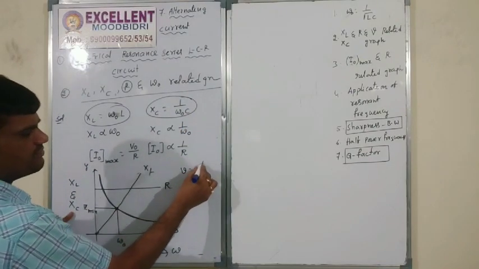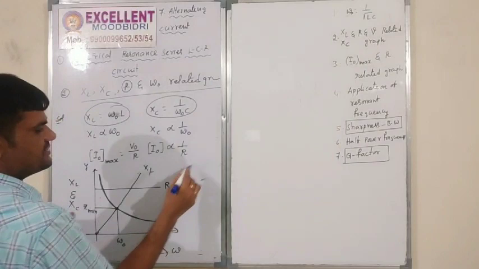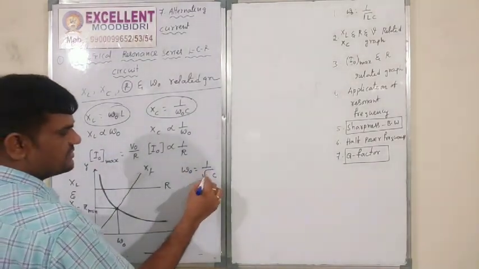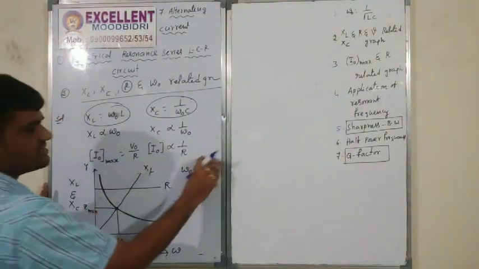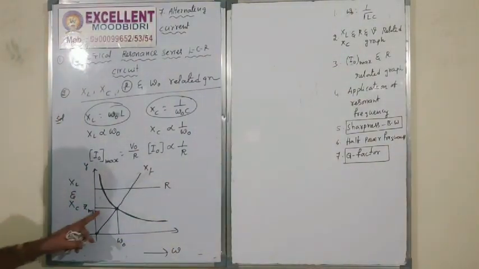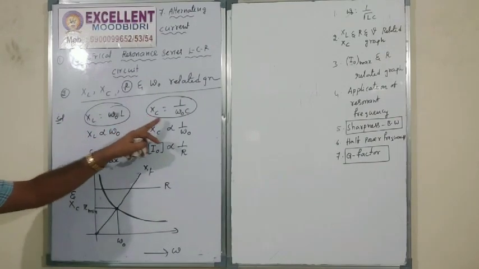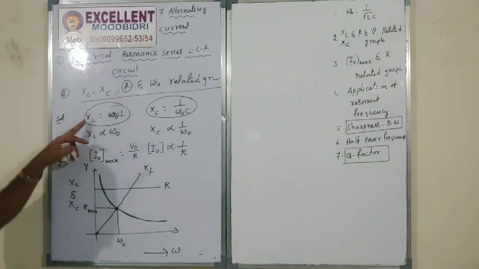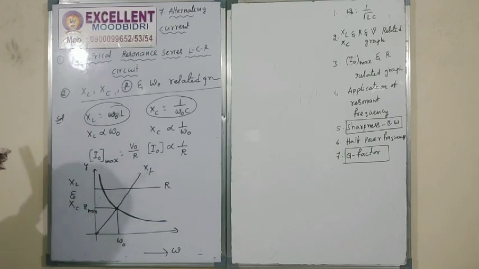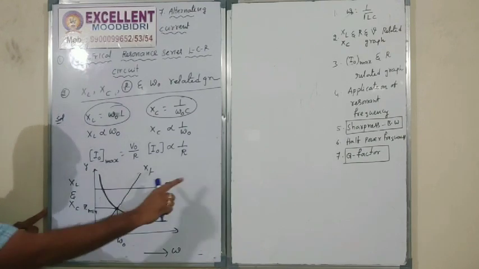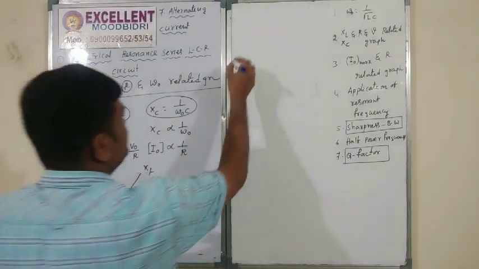Also remember the frequency. Frequency is equal to 1 by root over LC. That means this does not depend on R. Frequency only depends on the inductor and the capacitance. Correct or not? XL is directly proportional to frequency. That is the relation. Remember, here the graph is XL, XC as well as omega, and R is constant.